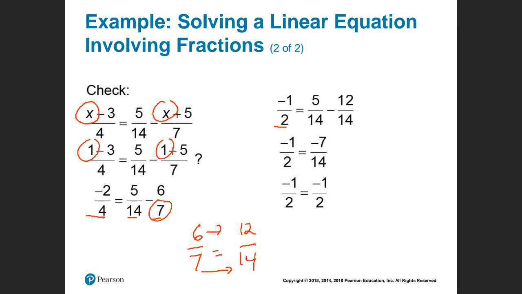So the answer becomes 12 over 14. Now, negative a half equals 5 minus 12, which is negative 7 over 14. So the answer becomes negative a half equals negative a half. So it's right.